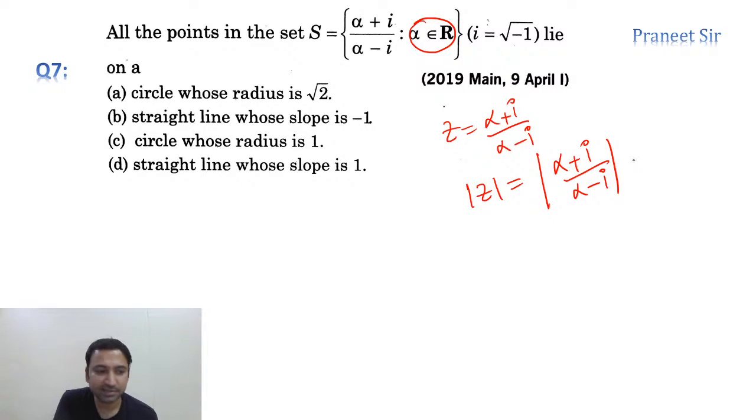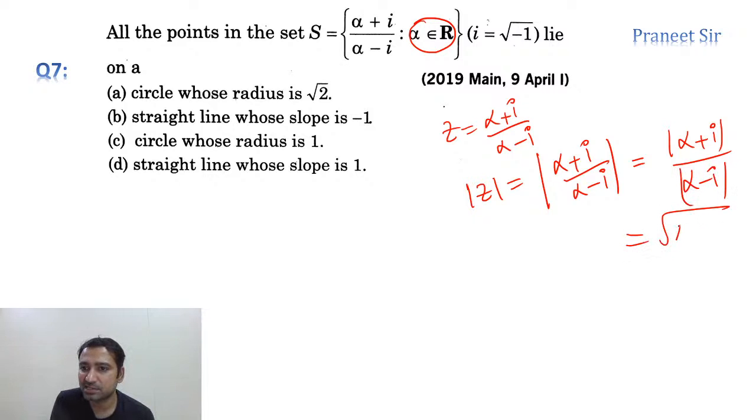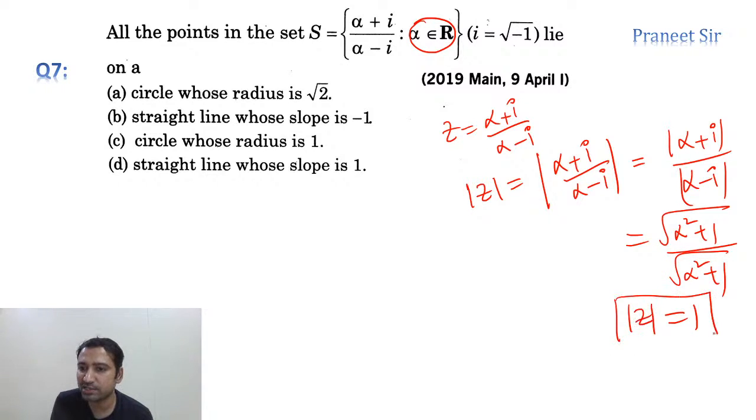Can I write it as mod alpha plus i by mod alpha minus i? Is it coming like square root of alpha square plus 1 by square root of alpha square plus 1, which is equal to 1 only? So that means mod z is 1, guys. Mod z equals 1 means it's representing a circle of unit radius.